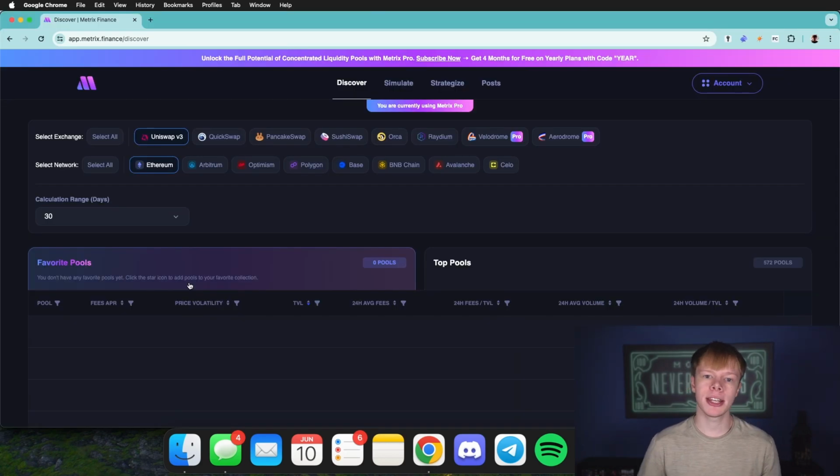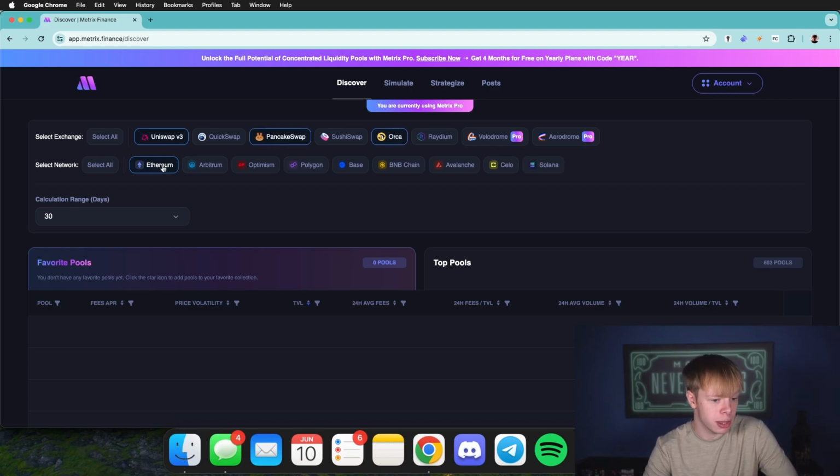Now let's dive into actually identifying these different liquidity pools and going through simulation and building out our portfolio basically. So the first page that we're going to start on is the Metrix Finance Discover page. And once we're on the Discover page, we're going to select the exchanges as well as networks that we want to provide liquidity on. I personally like to look at Uniswap v3, PancakeSwap, as well as Orca.